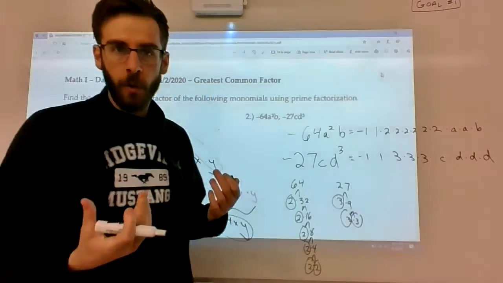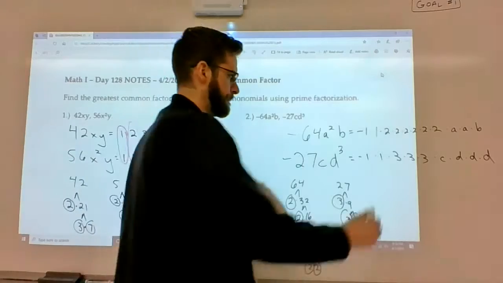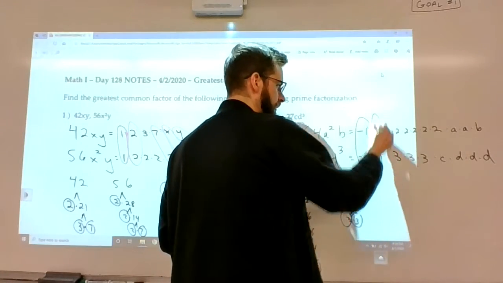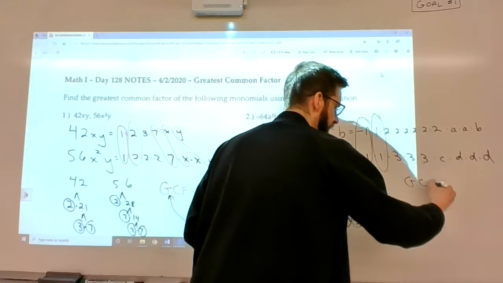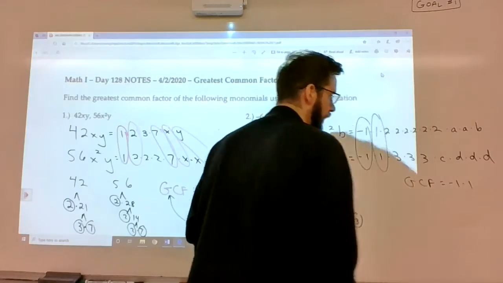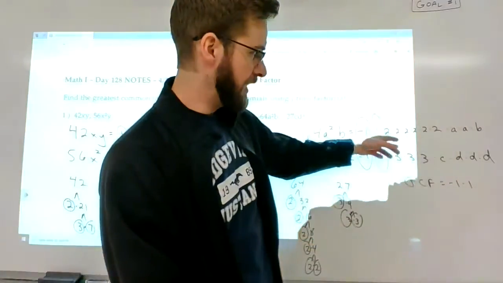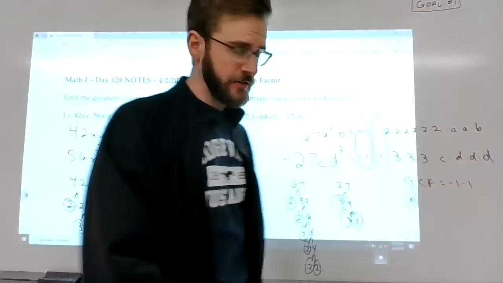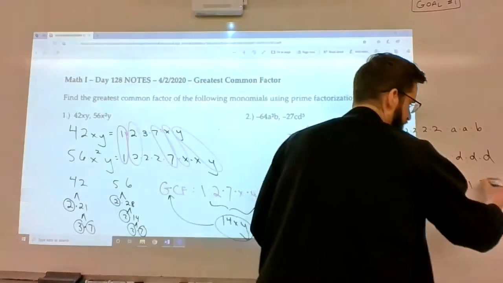And then we ask ourselves, what are all the factors that they share? They share a -1. They share a 1. The greatest common factor, therefore, is -1 times 1. They don't share any 2's. They don't share any a's, b's, or c's, or d's. So that's it. It's just -1.